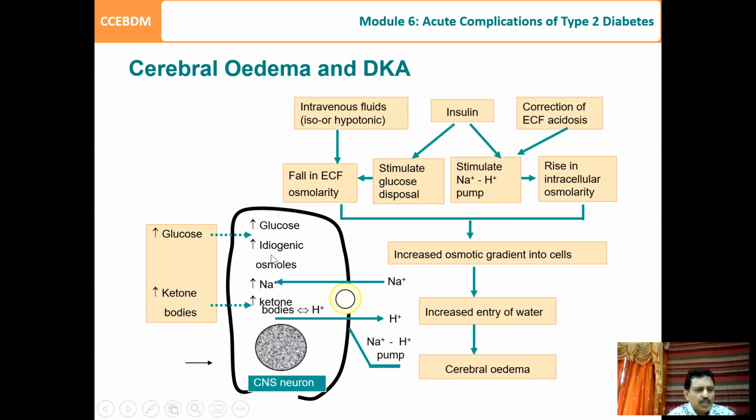This is a method by which the brain tries to preserve the intracellular milieu, and it develops idiogenic osmoles. So intracellular osmolarity goes up, and it matches the extracellular osmolarity, which is mostly because of the glucose. Glucose increases the osmolarity outside, and idiogenic osmoles increase the osmolarity inside the brain cell. So there will be no shift of fluid, and the brain cell remains intact. This is a stable situation.